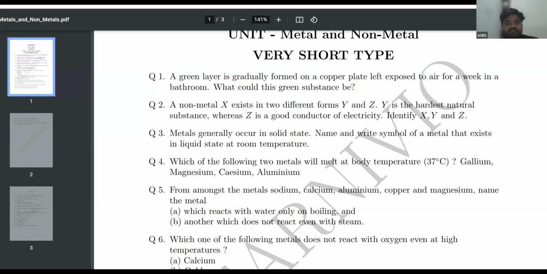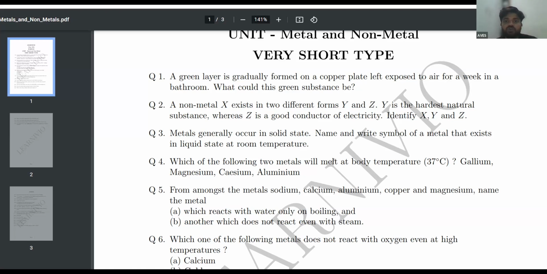A non-metal X exists in two different forms, Y and Z. Y is the hardest natural substance, whereas Z is a good conductor of electricity. Identify X, Y, and Z. X is a non-metal that exists in different forms. Which non-metal exists in different forms that we discussed in the previous class? Carbon. Yes, carbon exists in the form of graphite, diamond, and Buckminsterfullerene. We are going to study that in more detail when we study the chapter on carbon and its compounds.